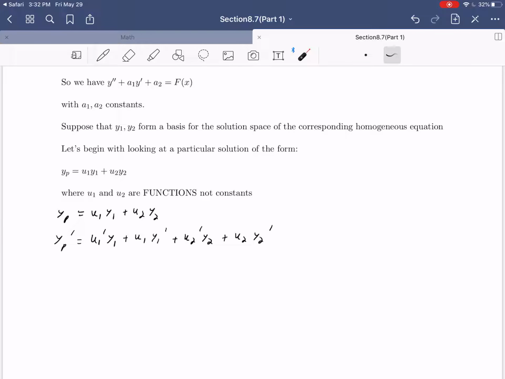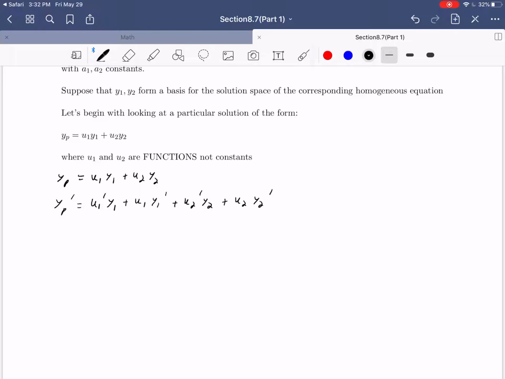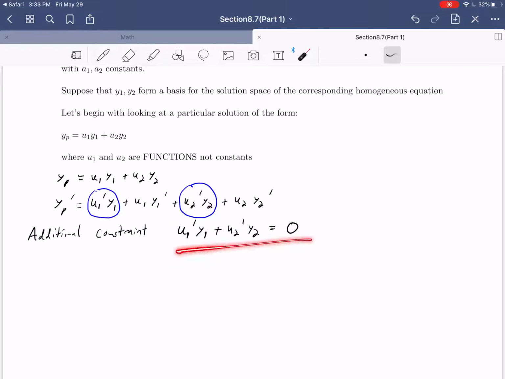So the second constraint we're going to do is we're going to say that these pieces that involve the derivative of u1 and the derivative of u2, that those, when we sum them together, are actually 0. In other words, in the format of yp prime, they actually don't matter. So we're going to put an additional constraint here. We're going to say that u1 prime y1 plus u2 prime y2 must be 0. In other words, this plus this needs to be 0. So we're going to add in that additional constraint.